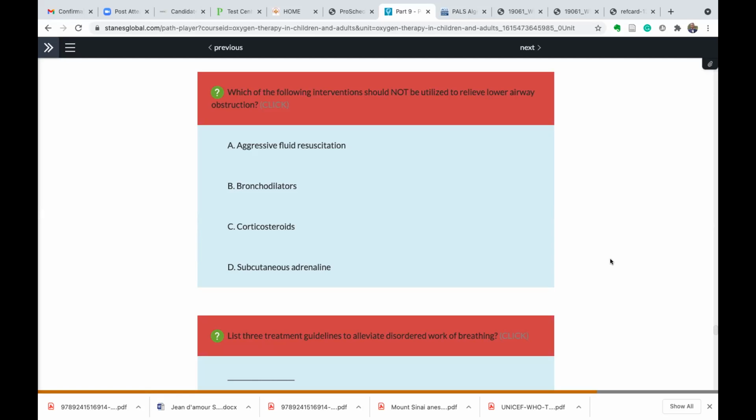Yeah, I think we can stop there. So most of the people got the right answer, which is A. So there is no relationship between a really aggressive fluid resuscitation and decreasing lower airway obstruction. So subcutaneous adrenaline also leads to bronchodilation. So the right answer is A.